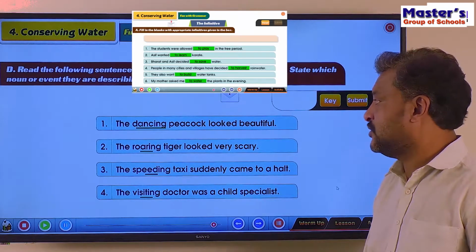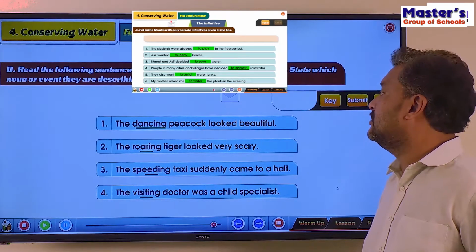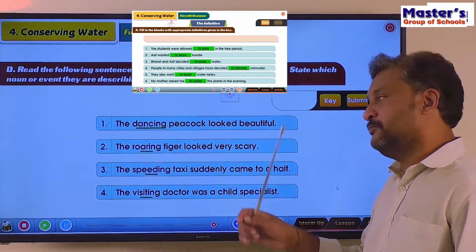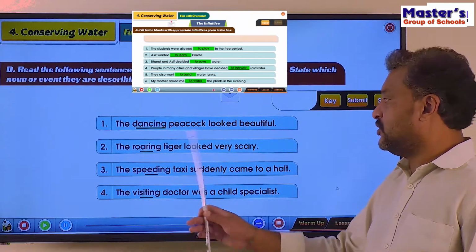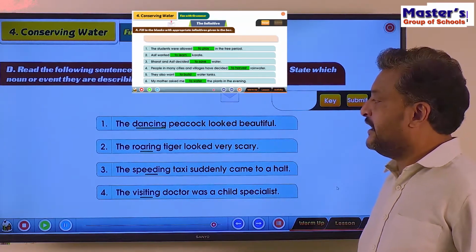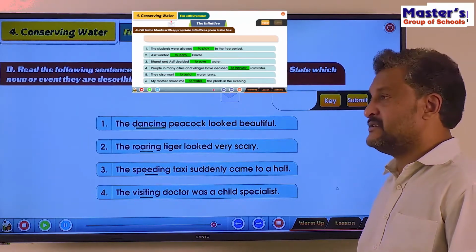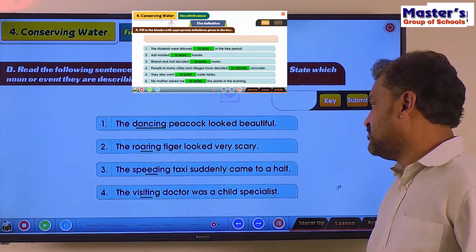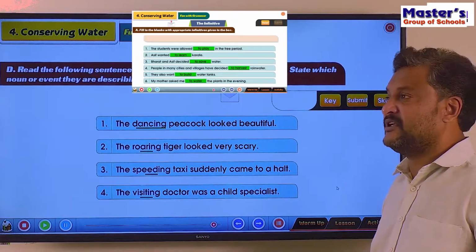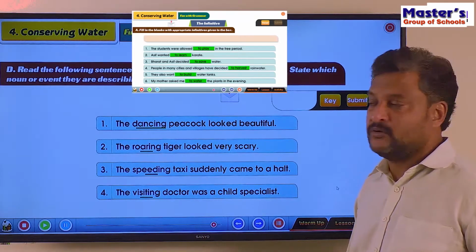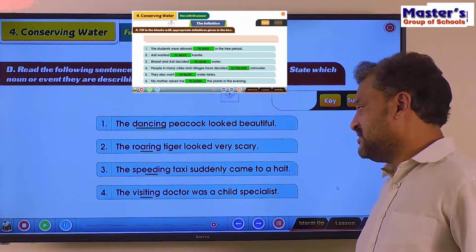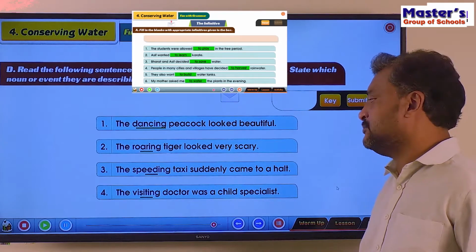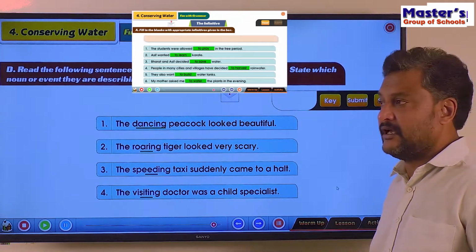Okay. So, in the first one, dancing peacock looked beautiful. Dancing is the present participle and that is describing the noun peacock. The second sentence, the roaring tiger looked very scary. In that, roaring is the present participle and it is describing the noun tiger. Third one, the speeding taxi suddenly came to a halt. Speeding is a verb in present participle and that is describing the noun taxi. Fourth, the visiting doctor was a child specialist. Visiting is the verb in the present participle and doctor is the noun it describes.